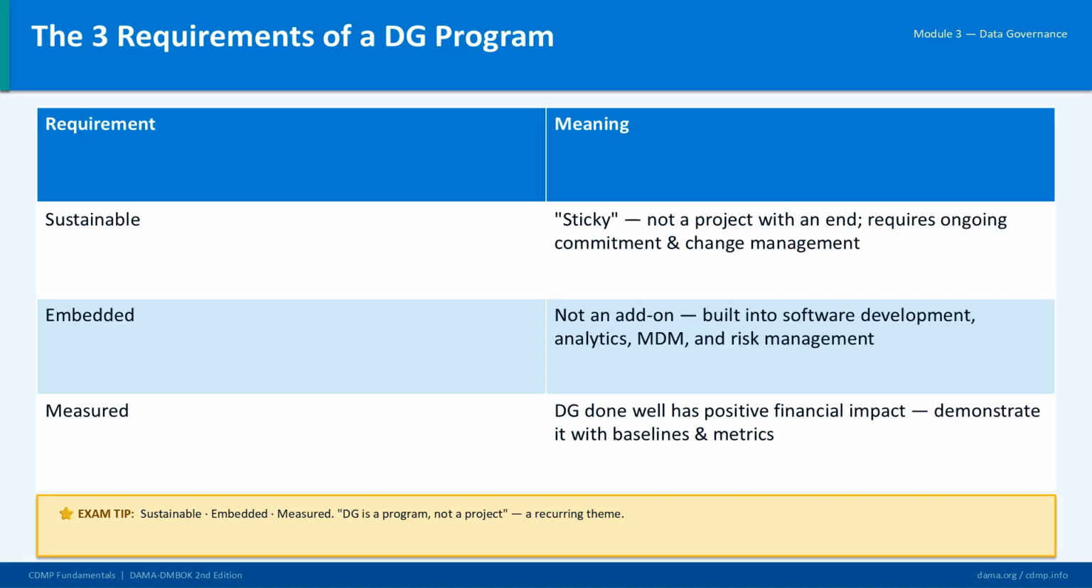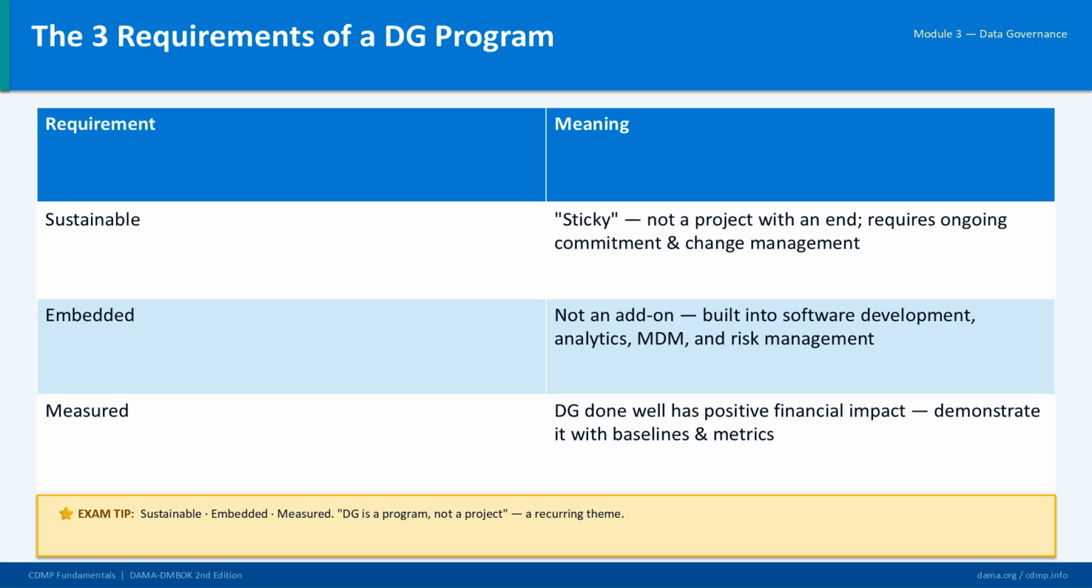For a governance program to succeed, the DMBOK says it must be three things: sustainable, embedded, and measured. Sustainable means it's sticky. Data governance is not a project with a defined end date. It's an ongoing process that requires continued organizational commitment, leadership, and ownership. Embedded means it's not an add-on or a bolt-on. Governance activities have to be woven into how the organization develops software, uses analytics, manages master data, and handles risk.